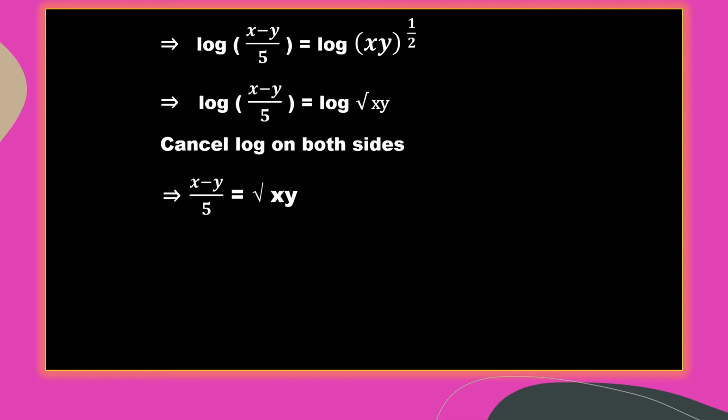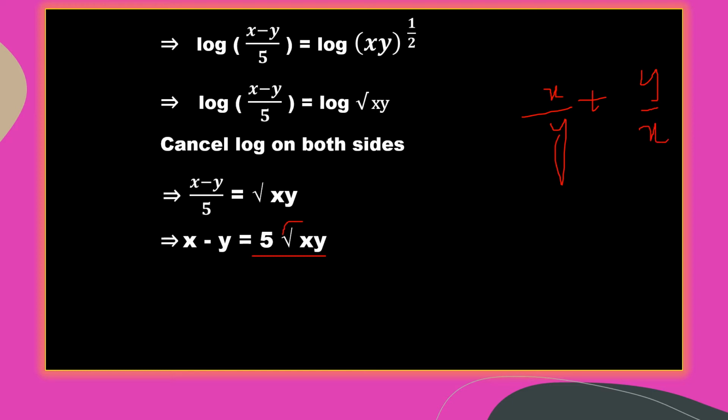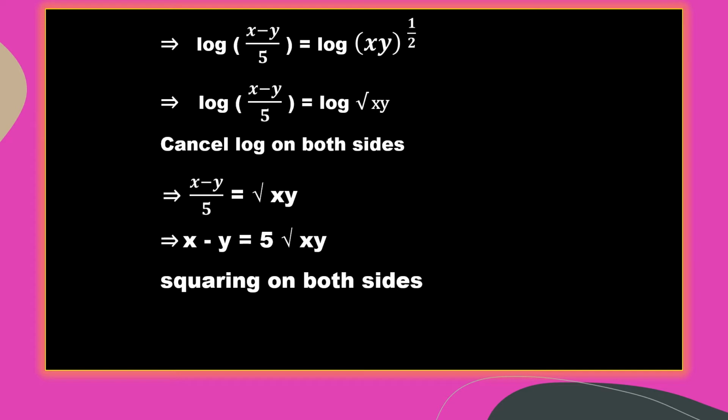Now we'll send this 5 there. Here it is under division, so when it is sent there it will be under multiplication. So x minus y equals 5 root xy. In the given question he just asked for x by y plus y by x, with no square roots. To remove these square roots, because these two variables are under square root, we'll square on both sides. Now (x minus y) whole square will be equal to, giving the square for both, 5 root xy whole square. Let us continue this problem in the next slide.